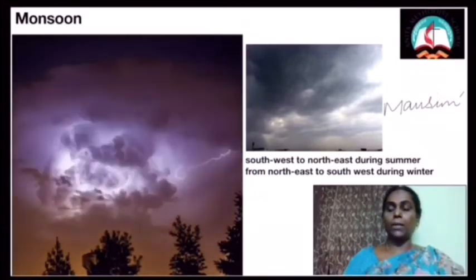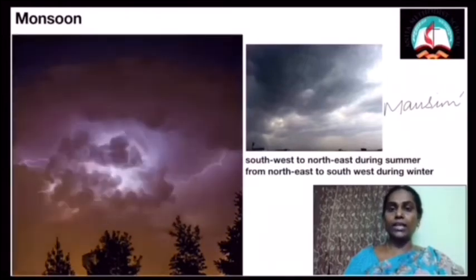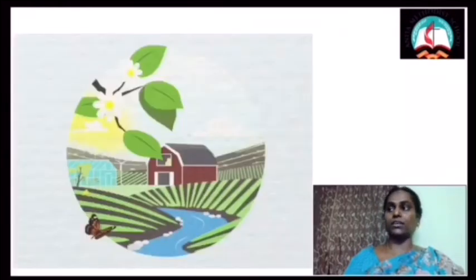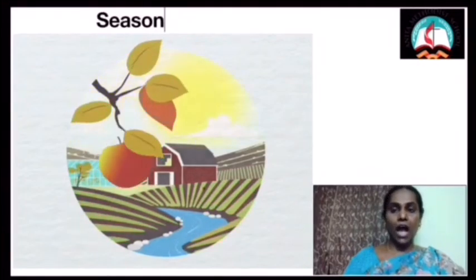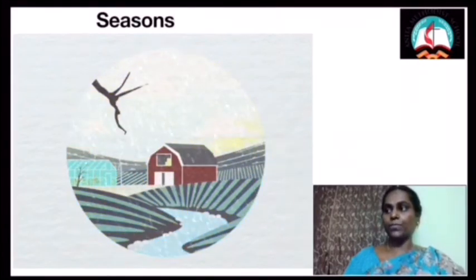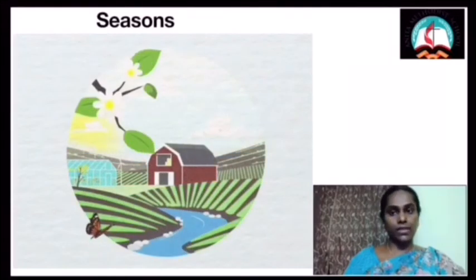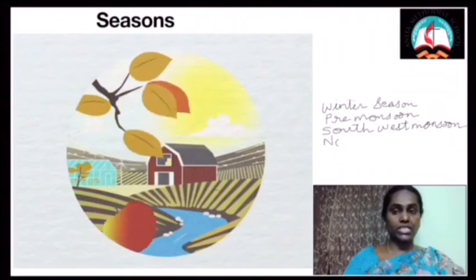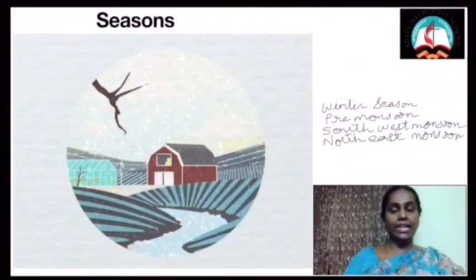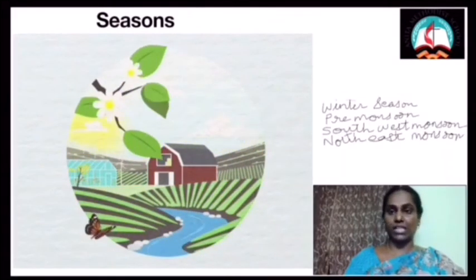Then the meteorologists recognize the four distinct seasons in India. They are winter or cold season, pre-monsoon or summer or hot weather season, southwest monsoon season and northeast monsoon season.